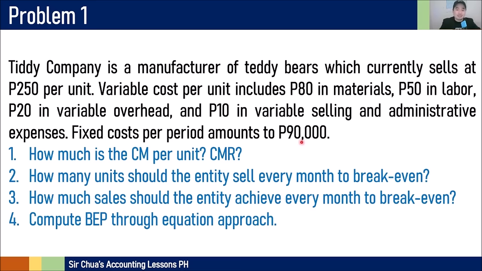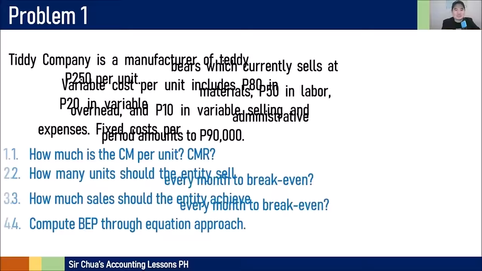We have 4 questions. Magkano daw po ang contribution margin per unit at CM ratio? And then, ilan daw po dapat yung units na mabenta nila para bawi ang ginastos? And then, syempre, yung break-even point naman po natin in peso sales. And we will also be computing the break-even point mathematically. Okay, so let's answer this problem.